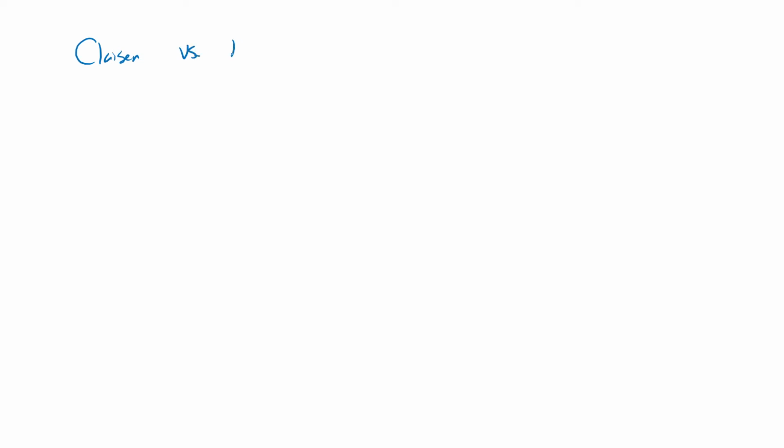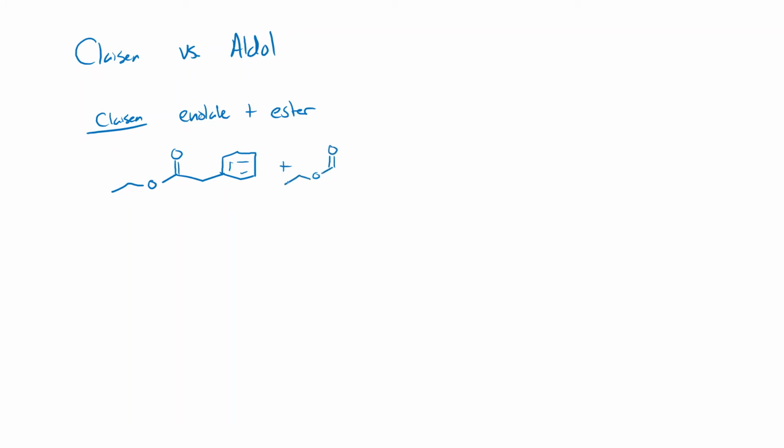Claisen versus Aldol. Okay. So the Claisen reaction, I guess we'll start with Claisen. The Claisen reaction is enolate plus ester. And so whatever your enolate is, let's say we'll use an ester enolate this time. I'll use an ethyl ester. We'll make this a benzene ring this time, plus an ester over here. Whatever. We'll just make this a nice propyl group.